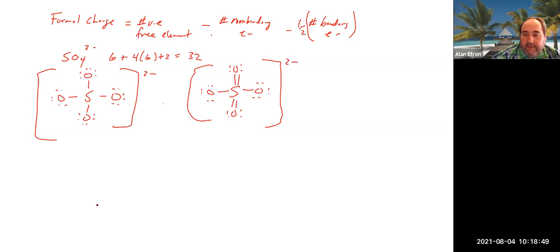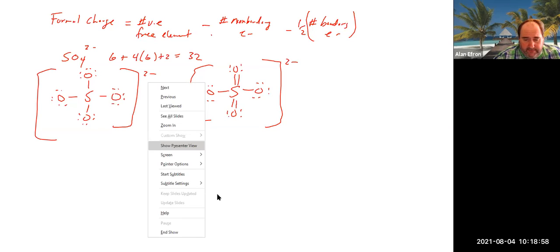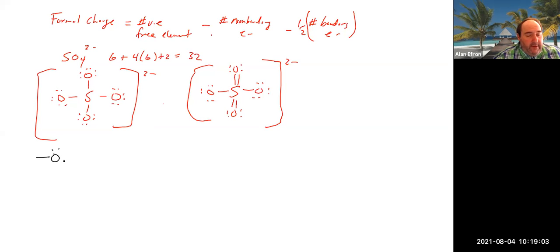So is one structure better than the other? And again, we could use something like formal charge to help us decide that. For example, if we look at the single bonded oxygen, the formal charge would be 6 - 6, which is our number of non-bonding electrons. So 1, 2, 3, 4, 5, 6, minus 1/2 our bonding, which is 2. That 6 - 6 is 0, minus 1 gives us a -1, which means all these oxygens are the same. They all would have a -1 formal charge.